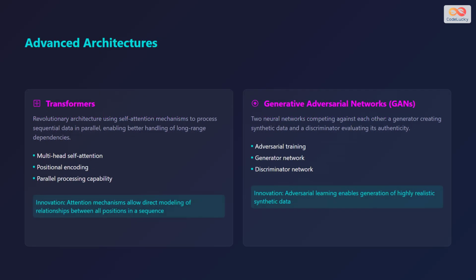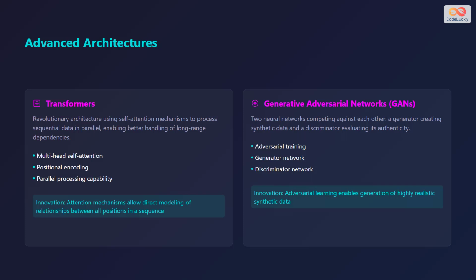Now let's explore some advanced architectures. First up are transformers. These revolutionary architectures use self-attention mechanisms to process sequential data in parallel, enabling better handling of long-range dependencies. Key features include multi-head self-attention, positional encoding, and parallel processing capability. The innovation here is that attention mechanisms allow direct modeling of relationships between all positions in a sequence.